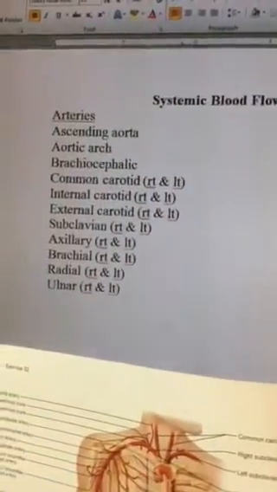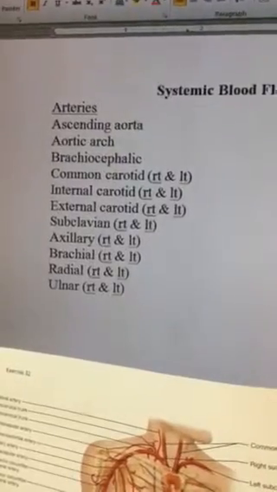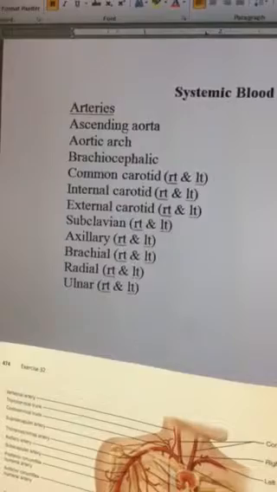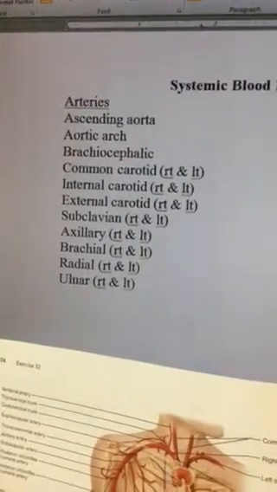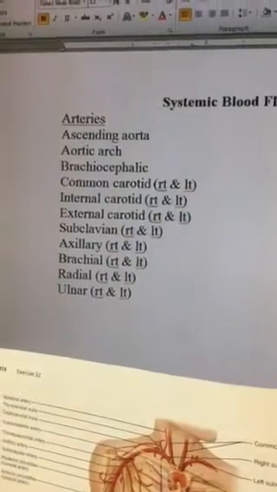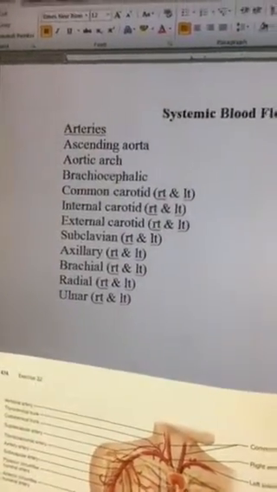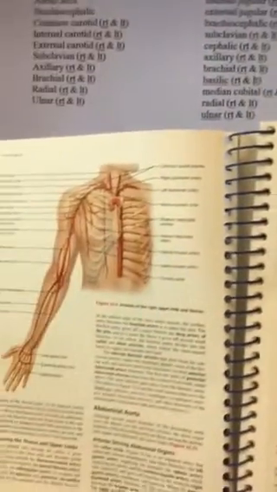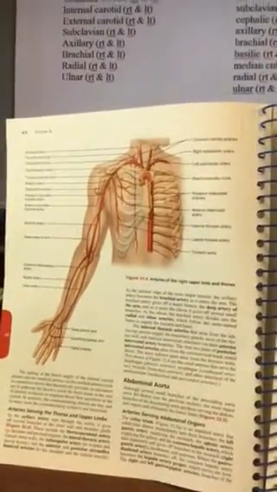So remember that arteries carry blood away from the heart. The pulmonary arteries were deoxygenated. However, the systemic arteries are oxygenated, so they carry blood that is high in oxygen and low in carbon dioxide. And so here is the lab manual. I'm going to be going back and forth between the lab manual and the labeling document that you have.